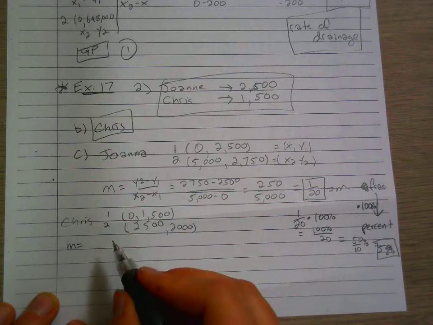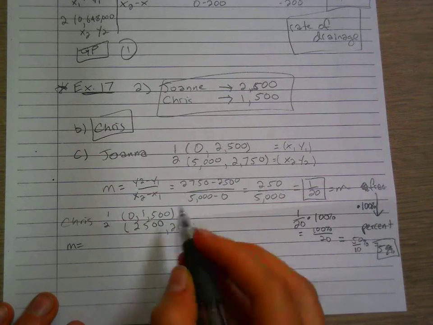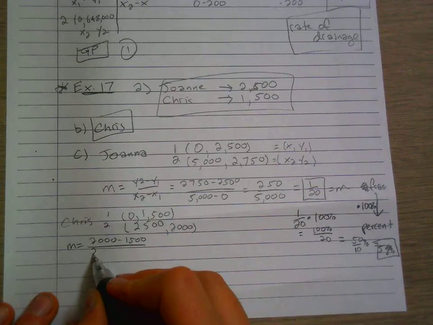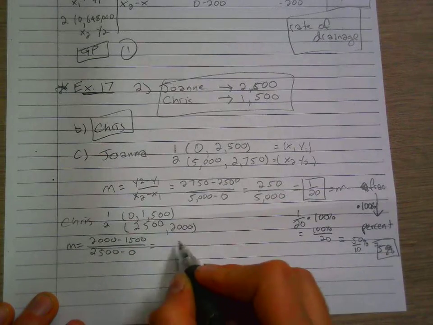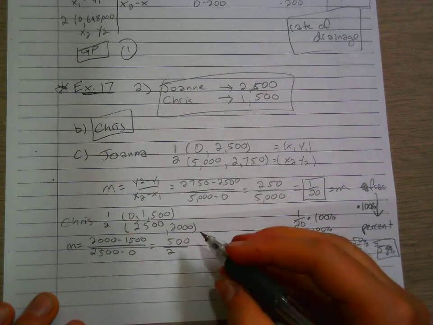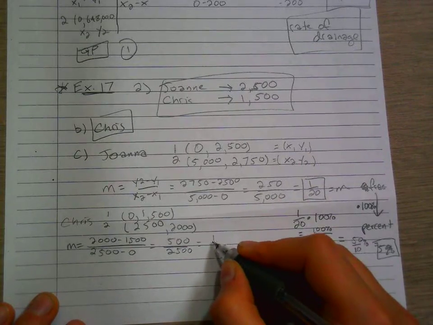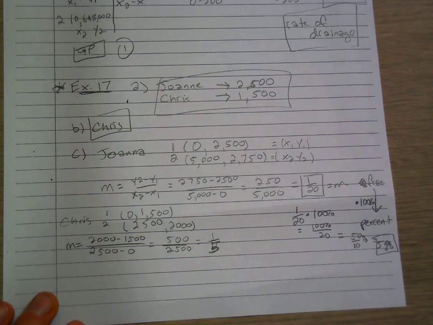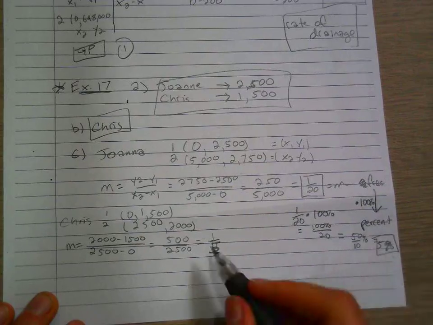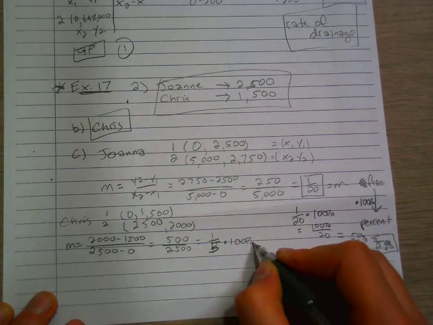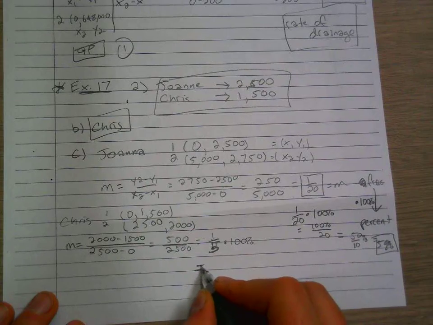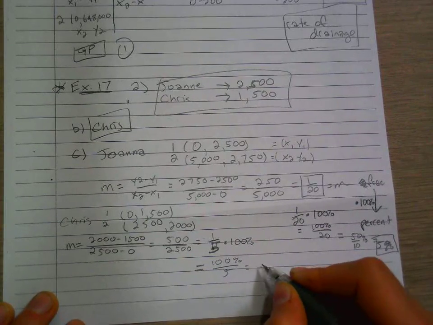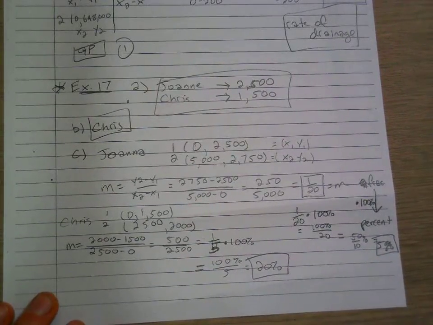M is going to be equal to y2 minus y1 over x2 minus x1, equals 1 over 5. We want that to go into a percent, so we multiply by 100%, which is going to be equal to 100% over 5, equal to 20%. And that's how much commission Chris gets.